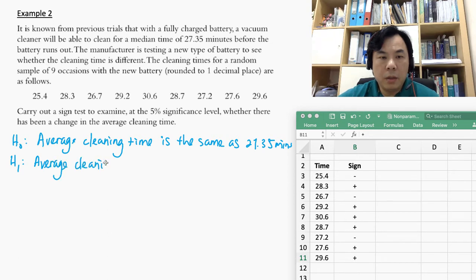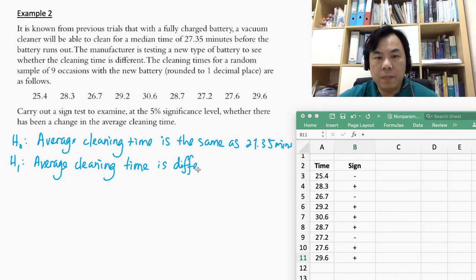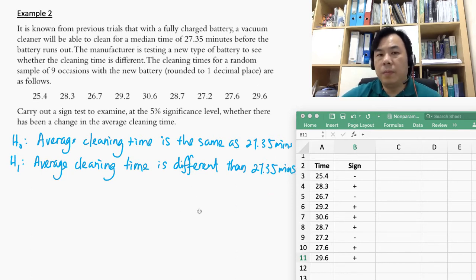And then our alternative statement would say that the average cleaning time has changed. Has changed meaning that it could be less than, it could be greater than. So here we will say the average cleaning time is different than 27.35 minutes. So they are different, right?